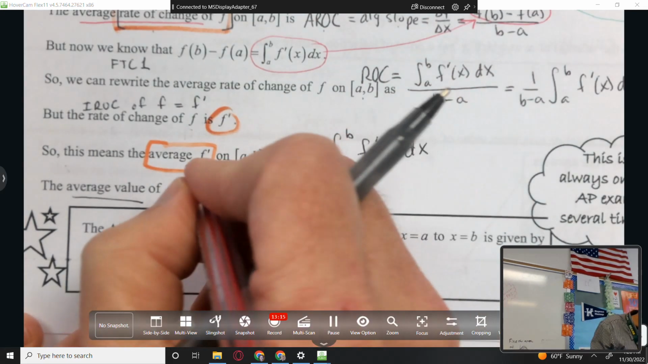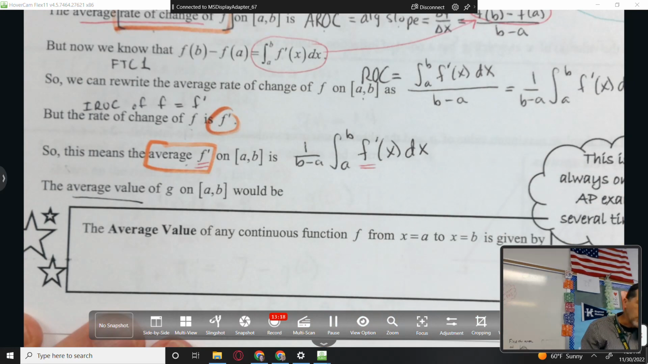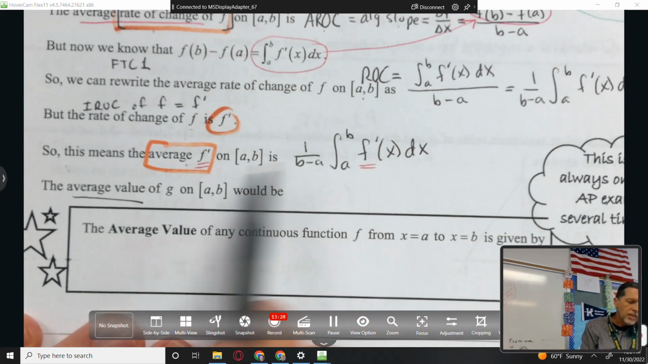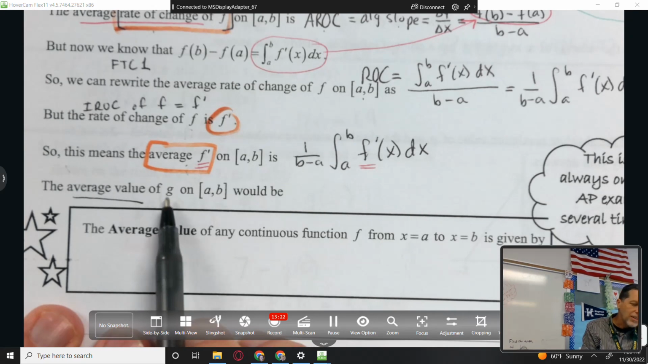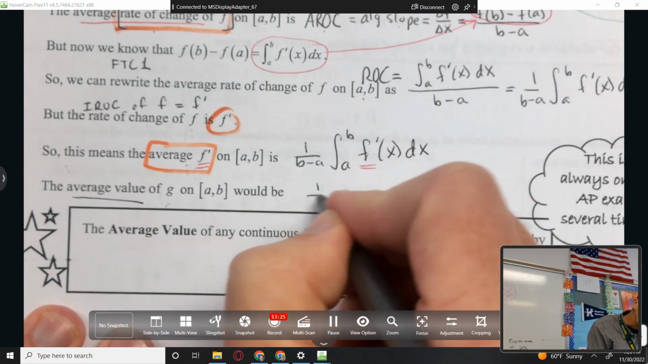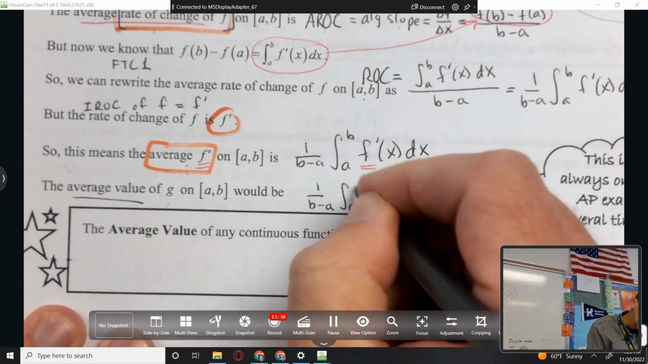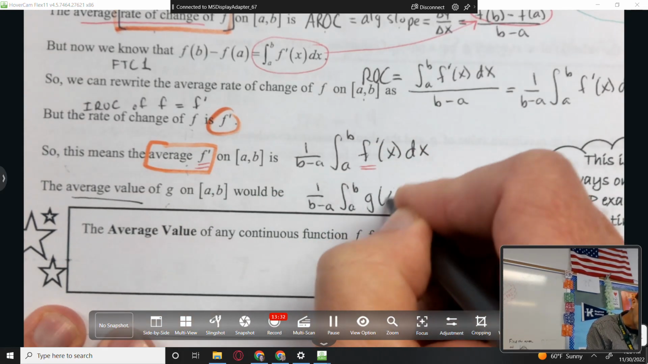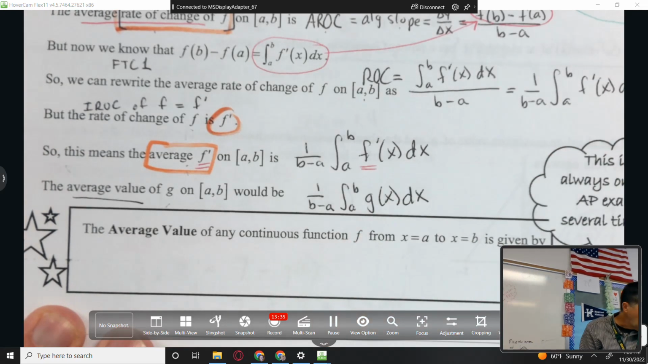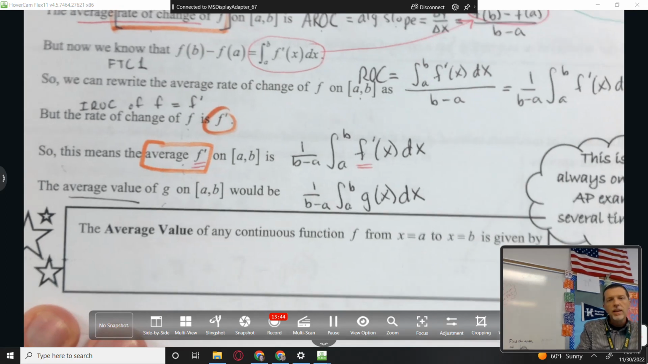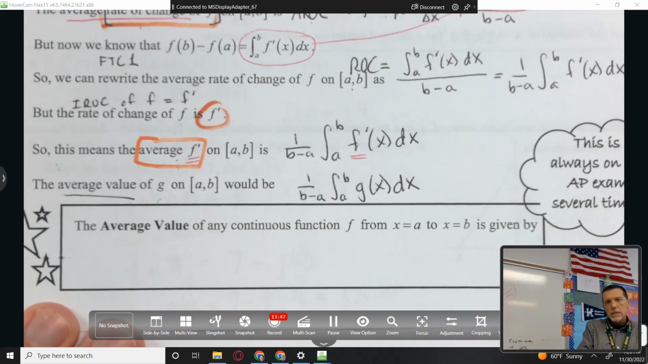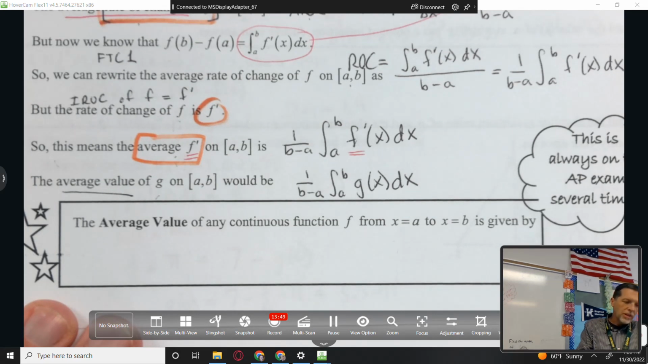One more switch. If we just wanted to trade out f prime, instead of writing f prime, if we want to put a different letter in there, like g, like value, the average value of g, one over b minus a, integral from a to b of g of x dx. So that's what we're supposed to put in this big box down here? That's what's going to be in the big box.